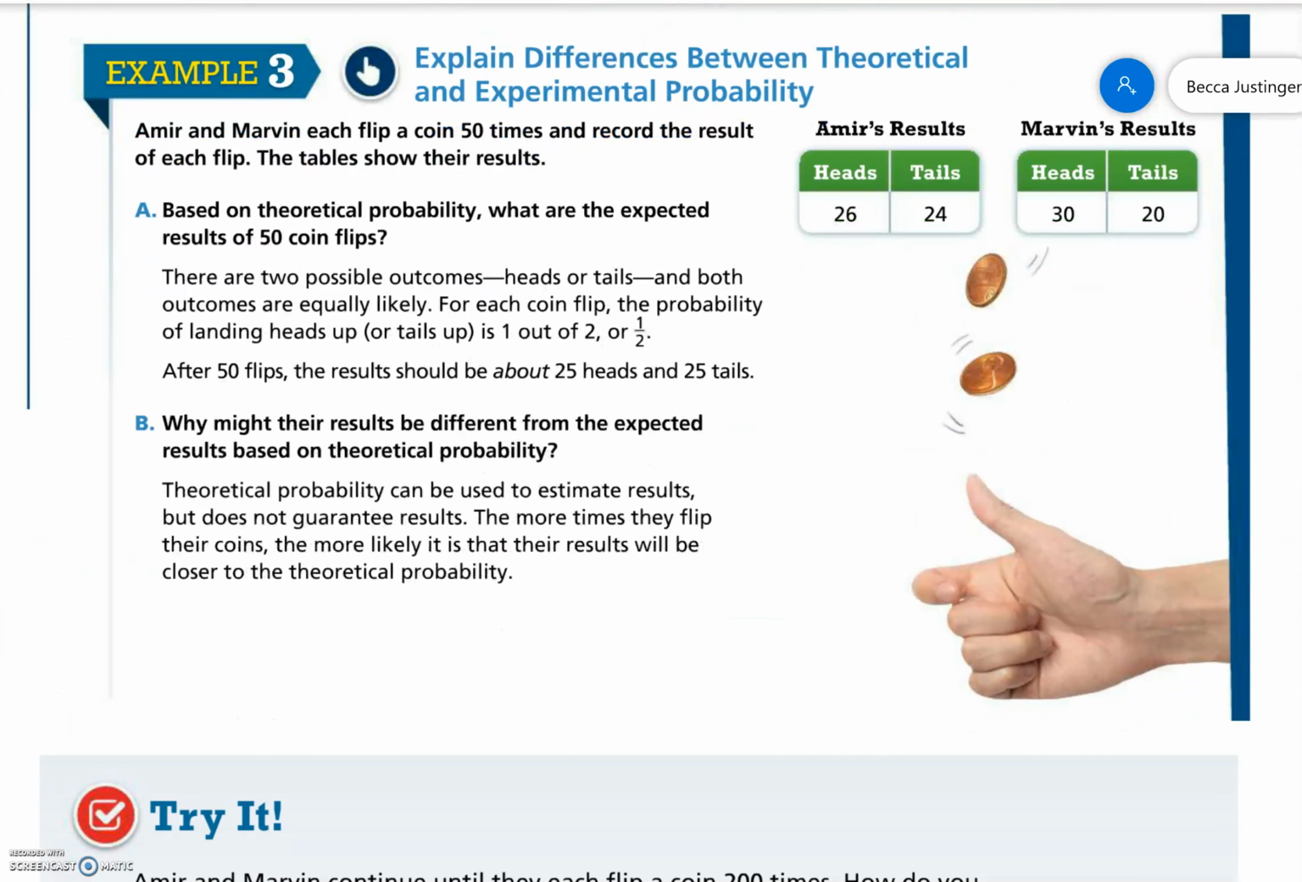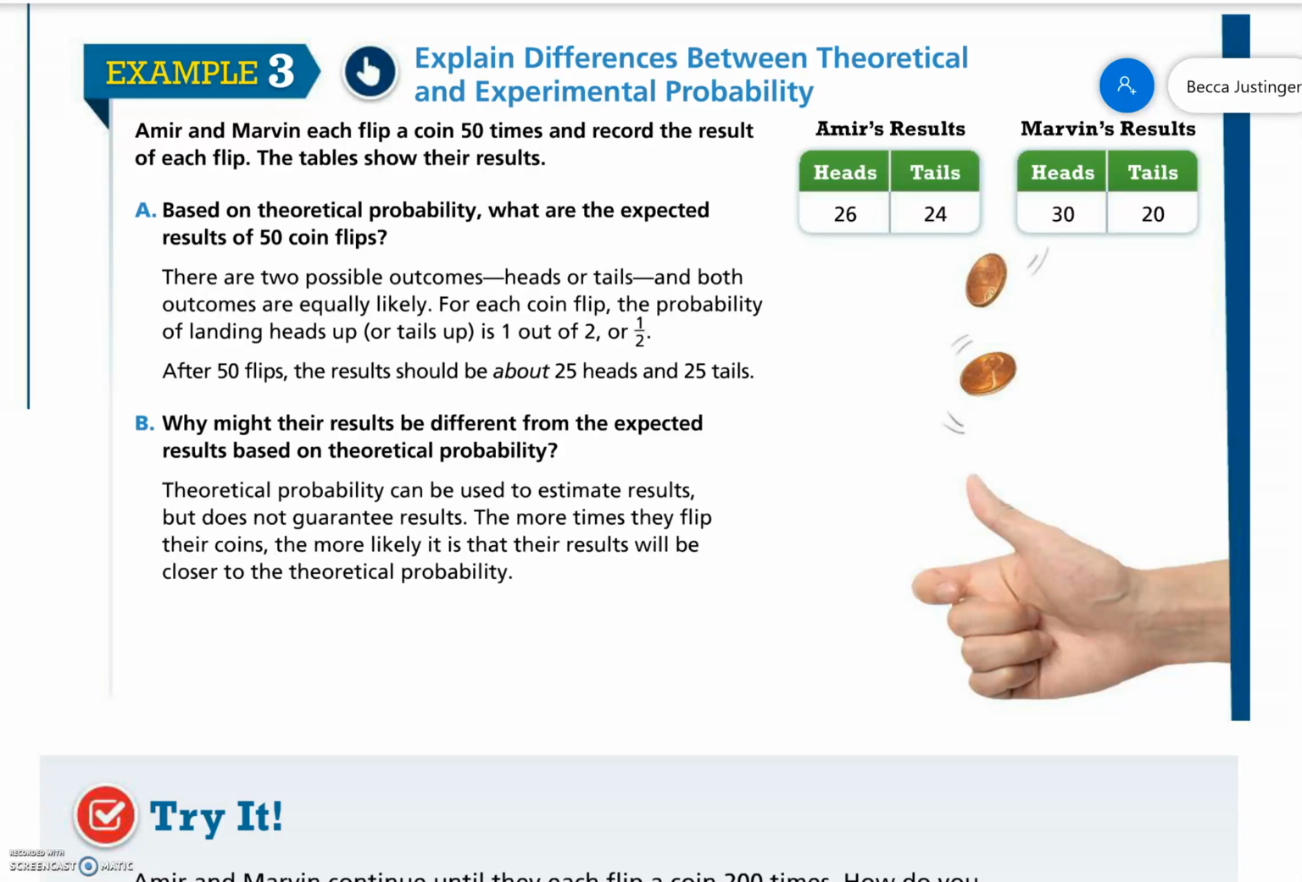Example 3. Explain differences between theoretical and experimental probability. Amir and Marvin each flip a coin 50 times and record the result of each flip. The tables show their results. Based on the theoretical probability, what are the expected results of 50 coin flips?